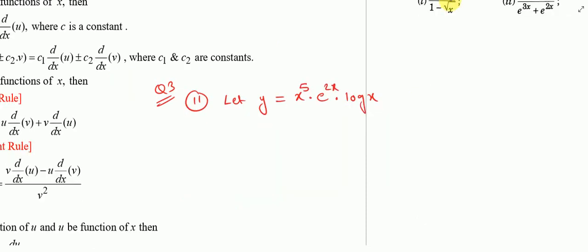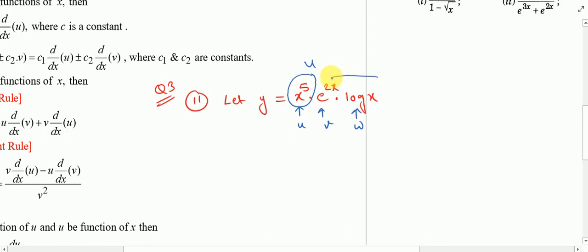Now see the next question, question 2. So here you can see that 3 functions are in multiplication. Let's say this is u, this is v, this is w. So what we will do is, firstly we will consider this whole thing, this much as u and this as v. Then we can use u into v.